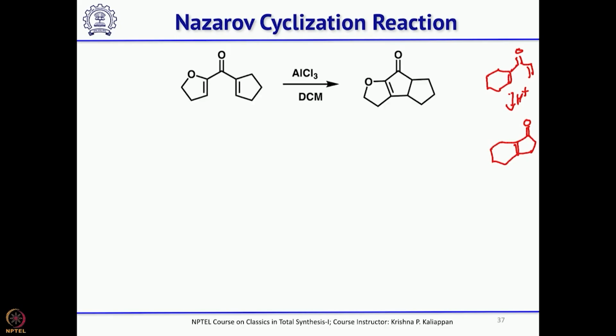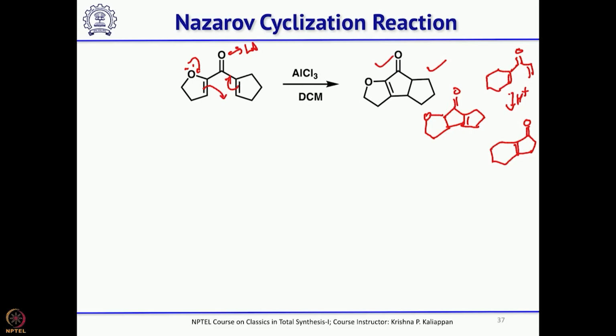Say for example, if you take this example, there are 2 possibilities. One, what I have written here. Another one, it can also form like this, isn't it? But between these two, only this forms. The reason is, as soon as it coordinates with Lewis acid, more than this double bond migrating, this double bond will migrate, and because of the lone pair here, next this double bond will migrate. So, that will give you this as the major product.